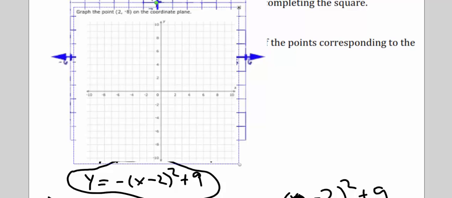All right, so now I found a coordinate plane that'll work for us. What we want to do here is go right 2 and up 9, right? Because we are at positive 2, 9 for our vertex. And now this one's opening down. So the stretch factor is negative 1, so we go over 1, down 1. And we can go over 2, down 4.